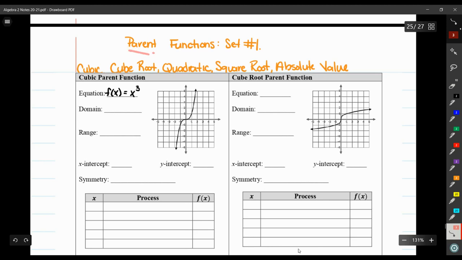The reason these are called parent functions is because these have no transformations done to them. They're not shifted left, right, up, or down. They have no compression or stretch vertically or horizontally. So these are the original functions, the simplest version of themselves. So for cubics, it is just simply x to the third power. If the highest exponent you have in some equation is a third power, then we know that is a cubic function. So now let's talk about the domain of a cubic function.